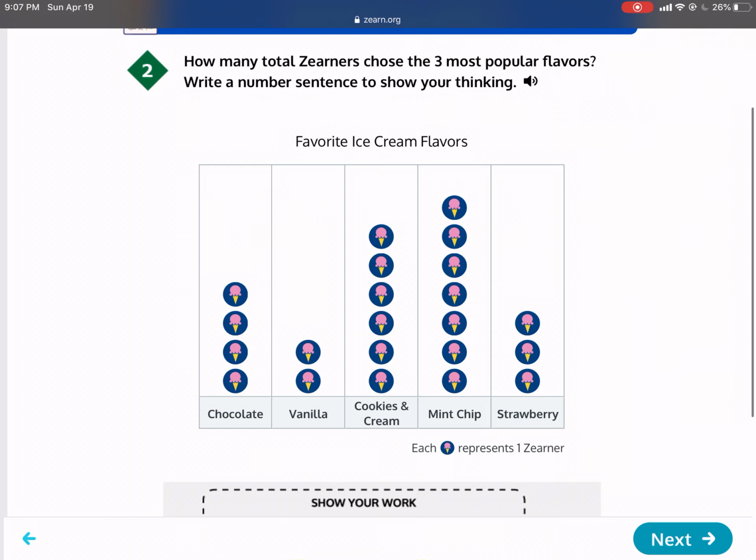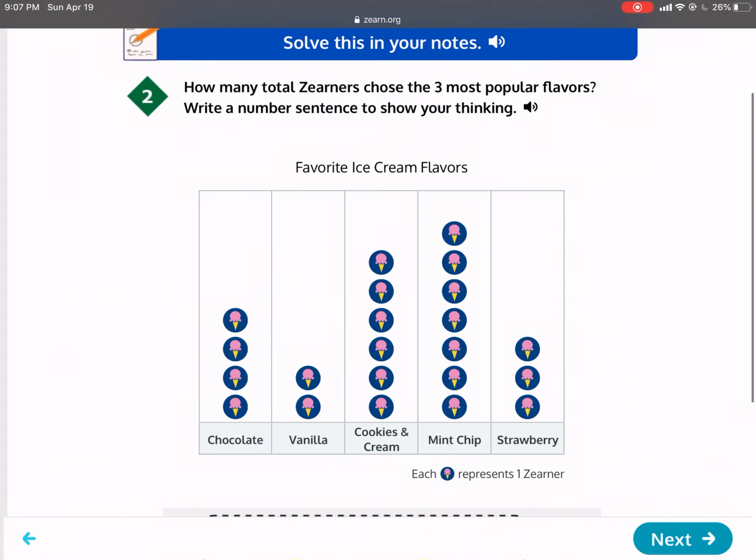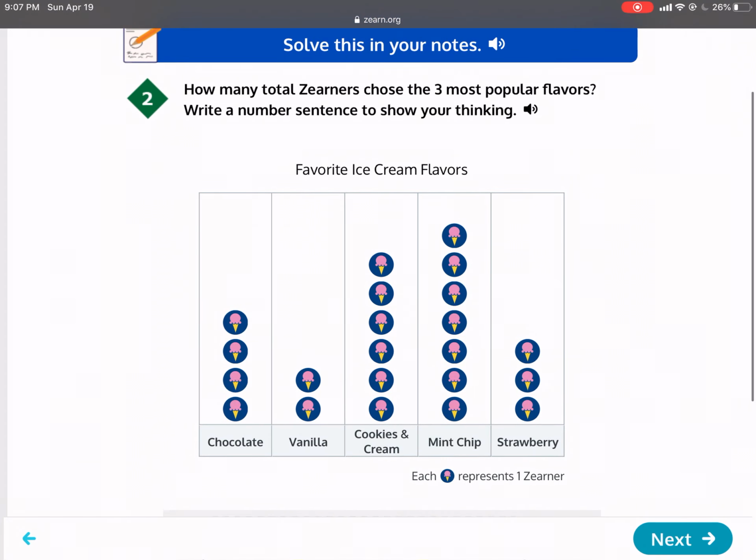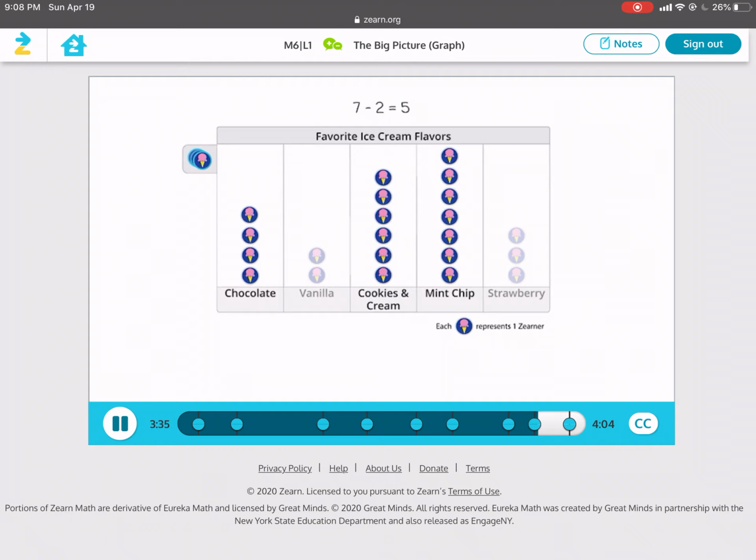How many total Zerners chose the 3 most popular flavors? Let's add those 3 most popular. Chocolate had 4, cookies and cream had 6, and mint chip had 7. So 4 plus 6 equals 10, 10 plus 7 equals 17. Ethan, finish it off. To find how many total Zerners chose mint chip, cookies and cream, and chocolate all together, I added 7 plus 6 plus 4. That equals 17. 17 Zerners total chose one of the top 3 flavors.